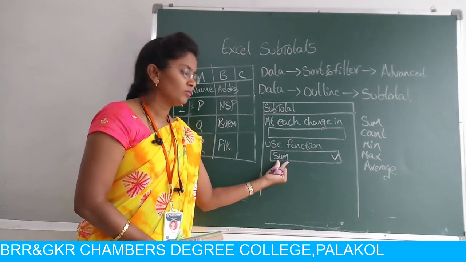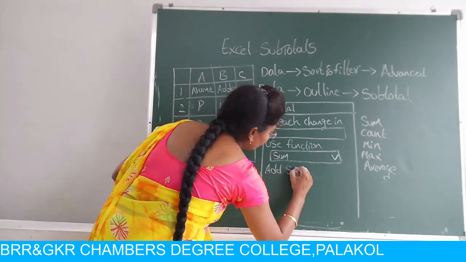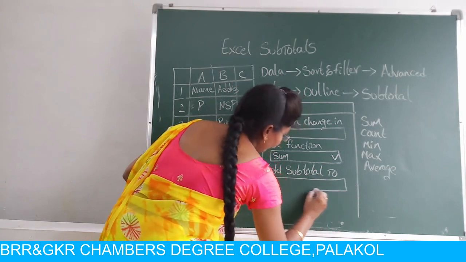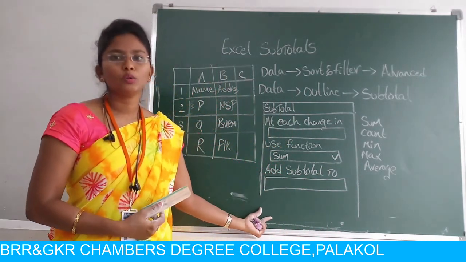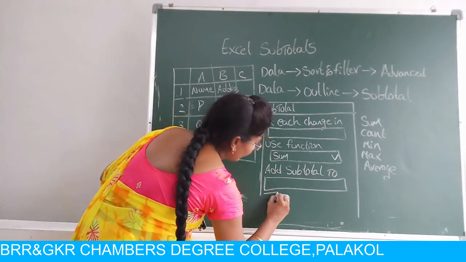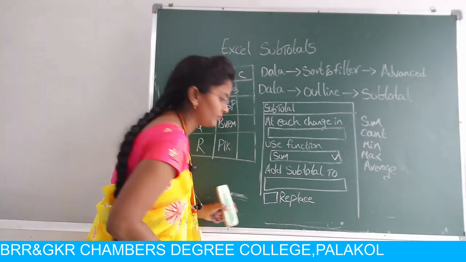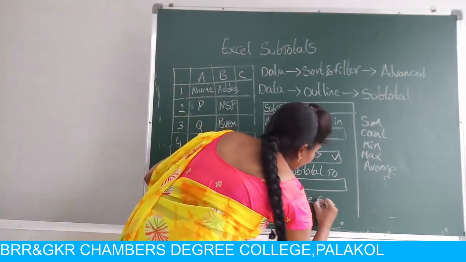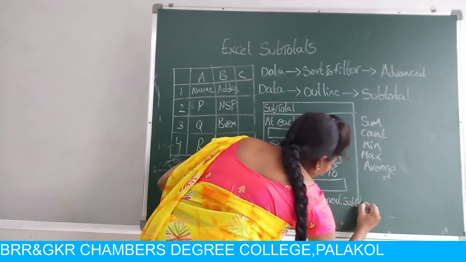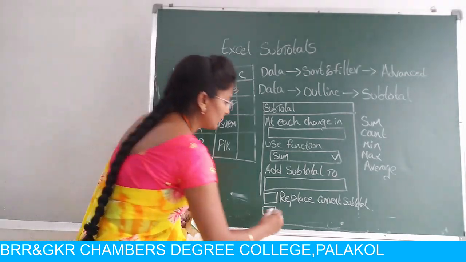Here I am selecting the sum function, and then the next option is Add subtotal to, again with a drop-down, and the next option is Replace current subtotals, and three checkboxes will appear. Replace current subtotals, and the next checkbox is Page break between groups.